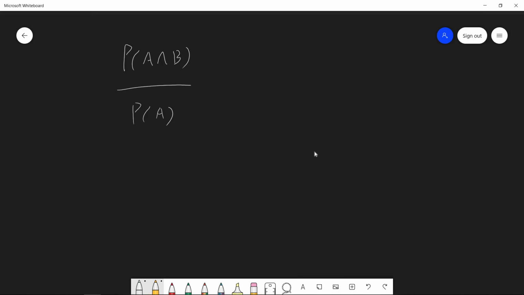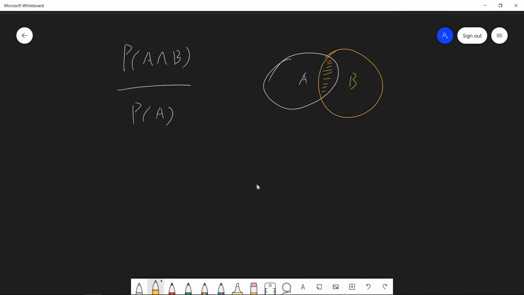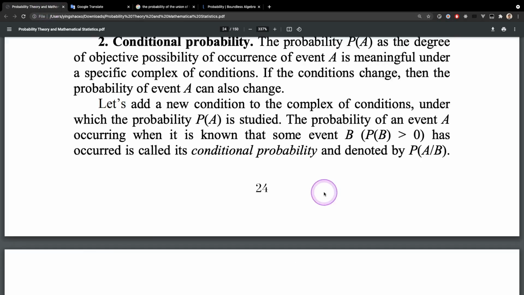Can you draw a graph for it? Let me try it out. So we assume this is A, and I'm going to use another corner to draw B. And the whole thing we're going to divide by the probability of A. If we do that, this is the area that we get. And as we have learned before, this is the probability of A when B occurs, which is exactly this area. For sure, I have no doubt about that.